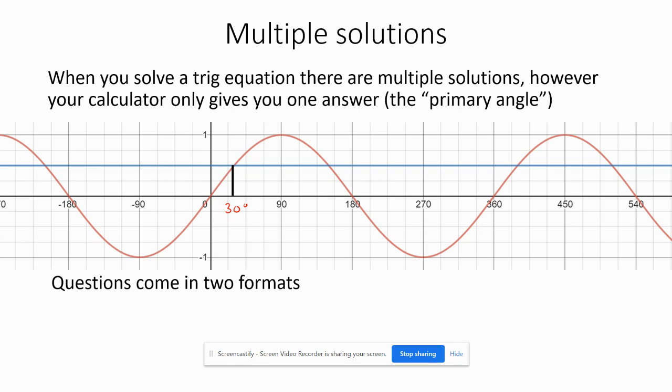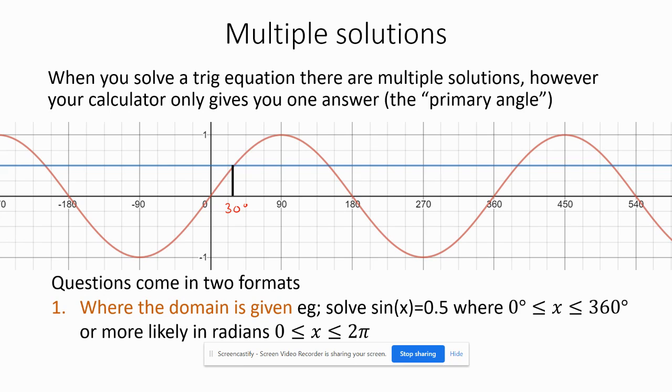Questions come in two formats. The first one comes in where the domain is given. Say, for example, solve sine of x equals 0.5, and you're given a domain. So you're told what answers you're actually after. It's more likely you're going to be given it in radians, but we'll do it with degrees. As I said, it's a bit more intuitive.